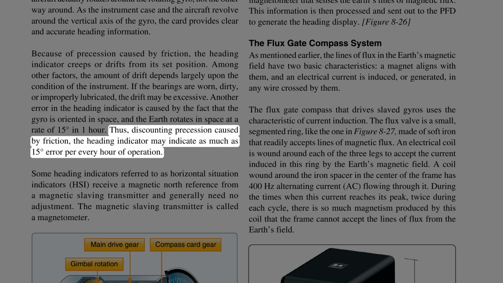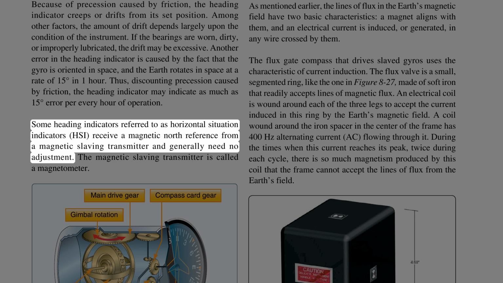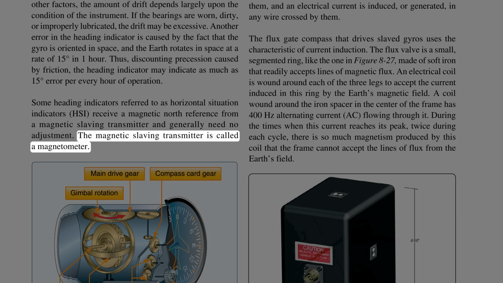Some heading indicators, referred to as horizontal situation indicators, (HSI), receive a magnetic north reference from a magnetic slaving transmitter and generally need no adjustment. The magnetic slaving transmitter is called a magnetometer.